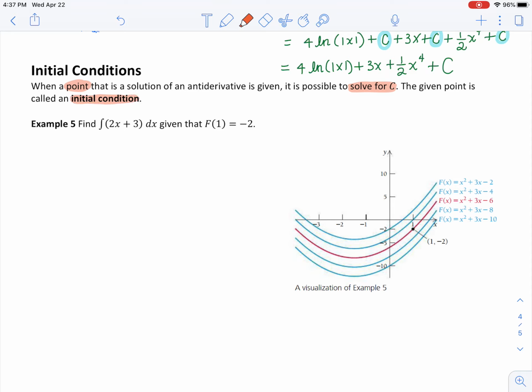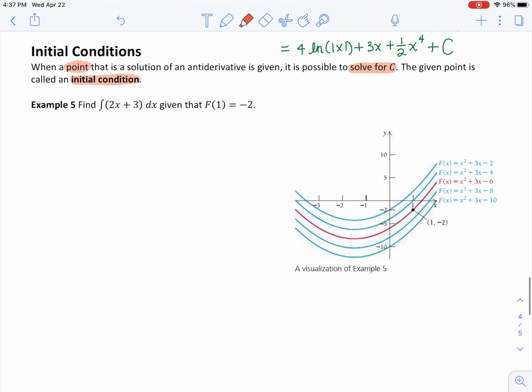We'll be able to actually replace the c with some kind of number if we have a point, just a point they give. It doesn't have to be a specific point. Any point on the function will help us solve for c. And this given point is called the initial condition, okay? It doesn't have to be the very first point with an x value of 0 or t value of 0. As long as they give you some kind of point with x and y value, you can solve for c. And we're going to do that for examples 5, 6, and 7, okay?